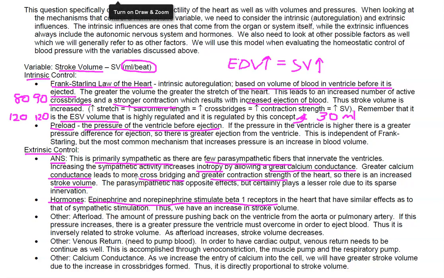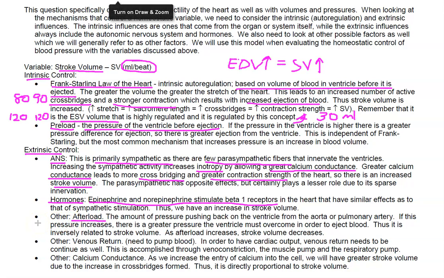So they open calcium channels through beta 1 receptors. That causes an increase in calcium conductance. That increases the cross bridging, and that increases contraction strength, which then increases stroke volume. So that's our hormone. There are no other hormones we have to worry about, and like I mentioned, no hormones that decrease heart strength and contraction, stroke volume.